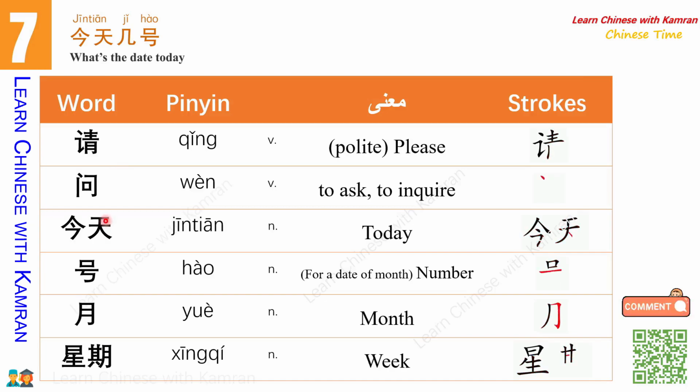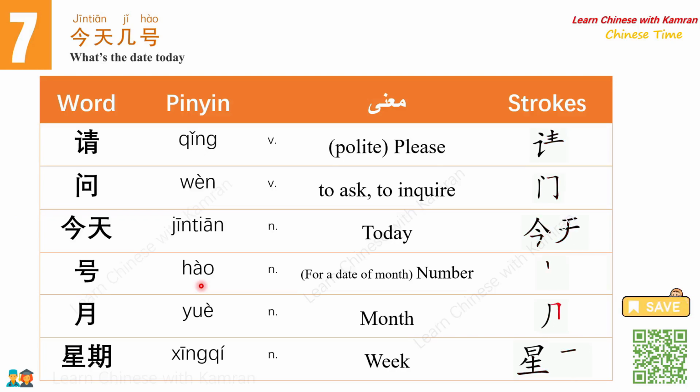Next word is 今天, today. 几号 is number. In this dialogue it is used for the date of the month. It can also be used in multiple places, like in your mobile number, house number. So you can add this 几号. Next word is 月, month. Next word is 星期, it means week.